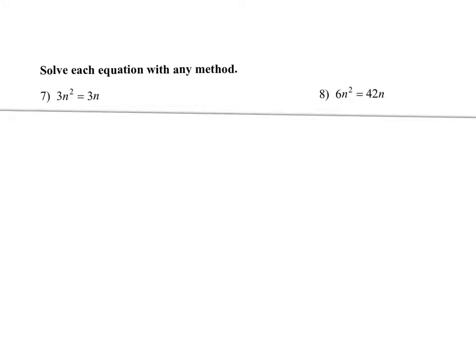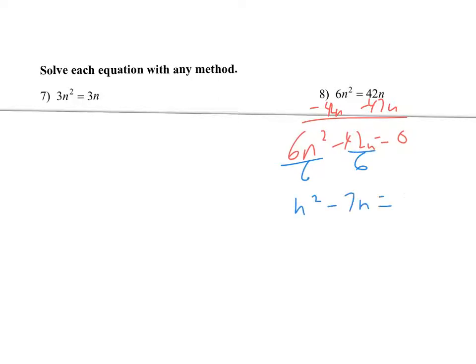All right, next up here, we want to solve these with any method. Now, I see that these ones have a squared and a regular variable, so I always want to get one side to 0. So I'm going to subtract the 42n over. So I have 6n squared minus 42n equals 0. Now I'm going to divide both of these by 6, so I get n squared minus 7n equals 0.